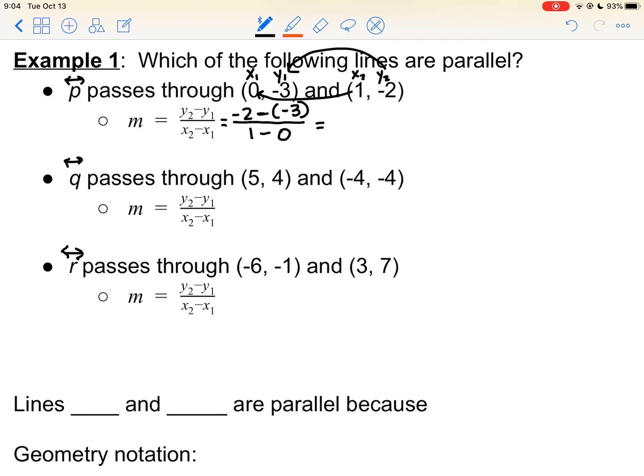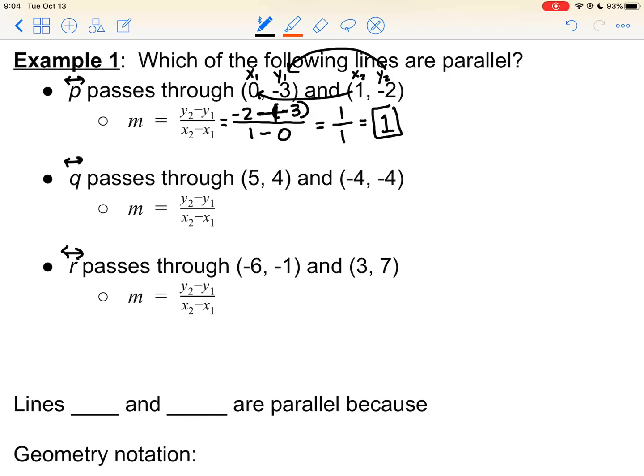I'm going to go through and subtract and simplify. So negative 2 minus negative 3 is the same as negative 2 plus 3. That's going to be positive 1. On the bottom, I have 1 minus 0, which is 1. So once I have that, I'm going to simplify. And 1 divided by 1 is 1. So the slope of line P is 1.